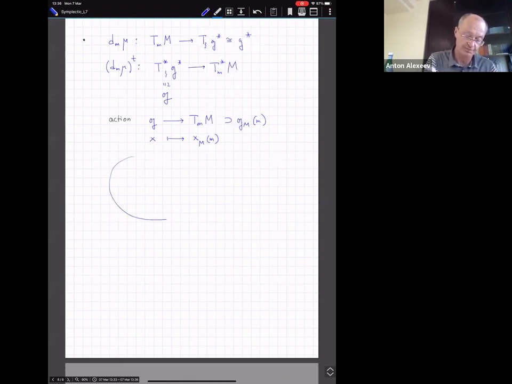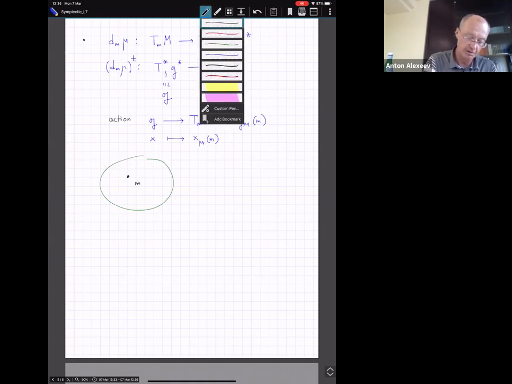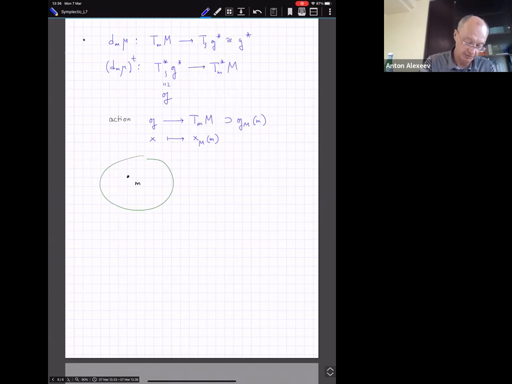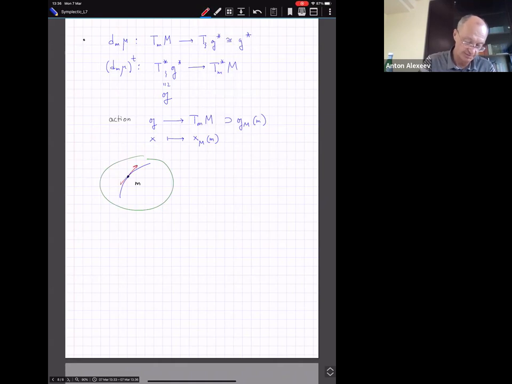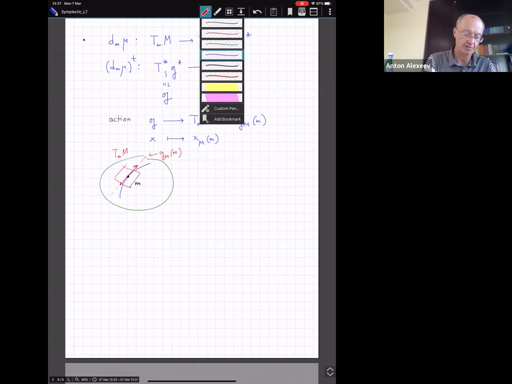Here is a picture for that. We're sitting at some point M, and here is the orbit, and here are the tangent vectors to the orbit, and they span a subspace of the tangent space. Right, so that's the geometric picture. Now here is a proposition.